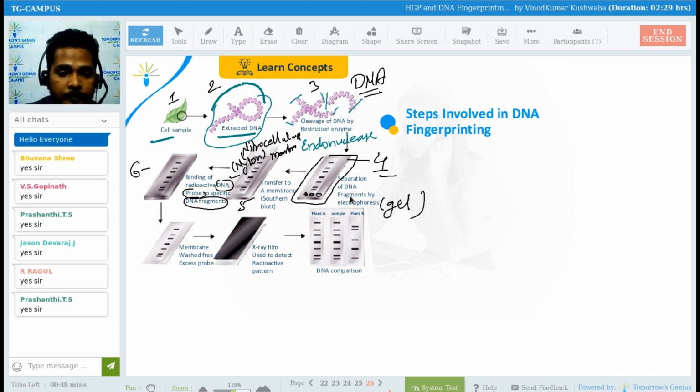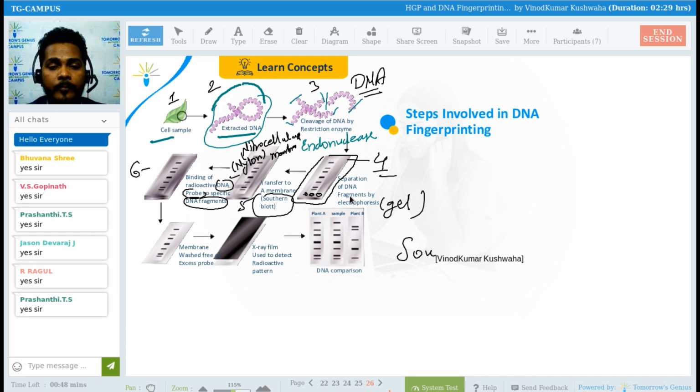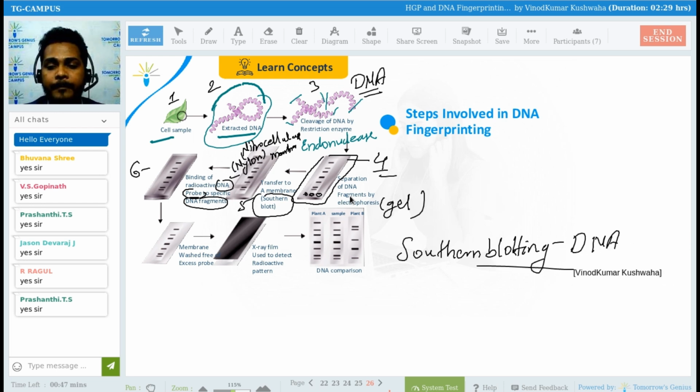So here you can see, this is the method when you use the blotting paper, or we can say nylon paper. It is called southern blotting. This southern blotting is especially for DNA. Okay, so this technique is called southern blotting.